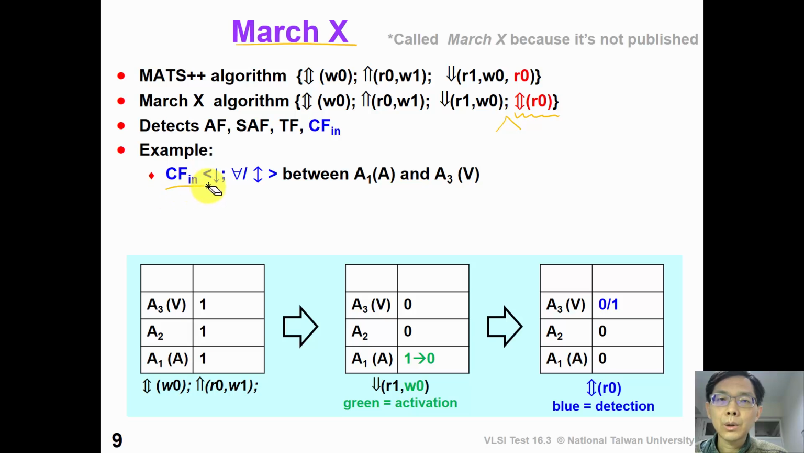Let's consider the same example. Consider the inversion coupling fault between A1 and A3. At the end of this operation, we activate the fault at A3. And then, at this time, the March X algorithm proposes an independent March element to read a 0 from the memory. In this way, we can detect the fault at the victim. So now, the March X algorithm is able to detect the inversion coupling fault. It's a very smart idea because this is just a small change to the original algorithm.